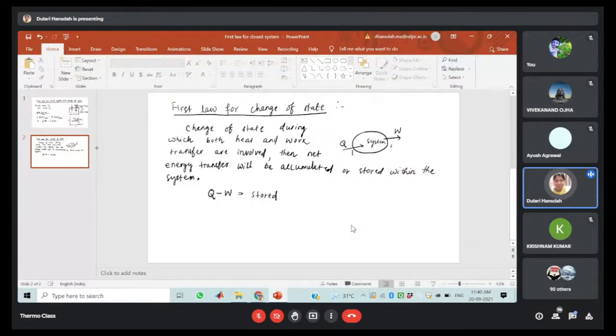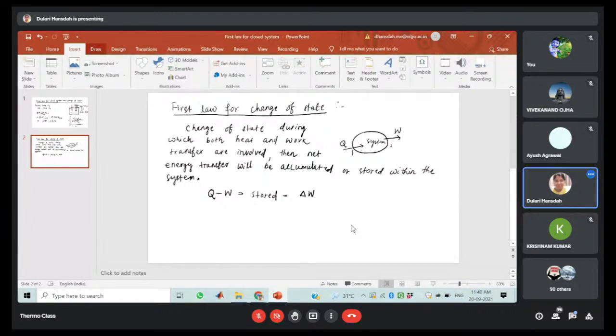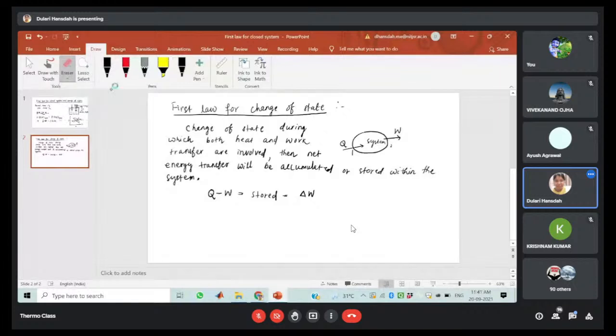So that energy storage is neither heat nor your work. So this we can say that this is the internal energy or simply your energy of the system. So that we can write as Q minus W, this will be the delta E. Okay, so Q minus W will be the delta E.